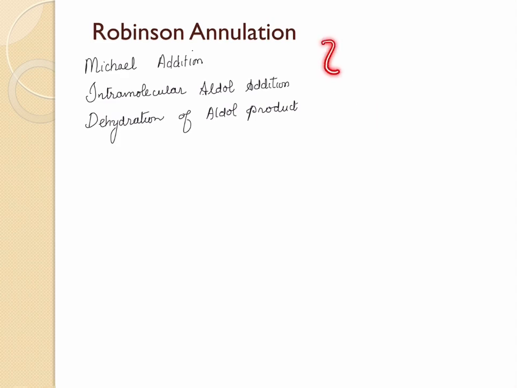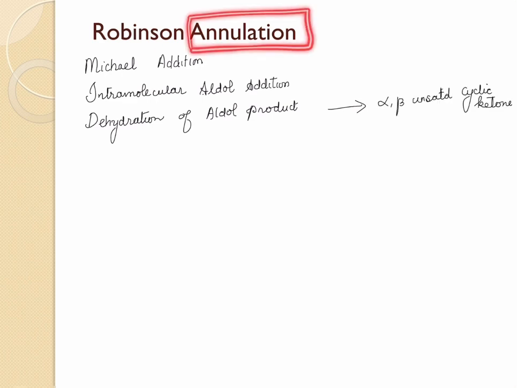Now all of these together at the end are going to give us an alpha beta unsaturated cyclic ketone. And in both of these reactions, Michael addition as well as intramolecular aldol reaction, there is a formation of carbon-carbon single bonds.